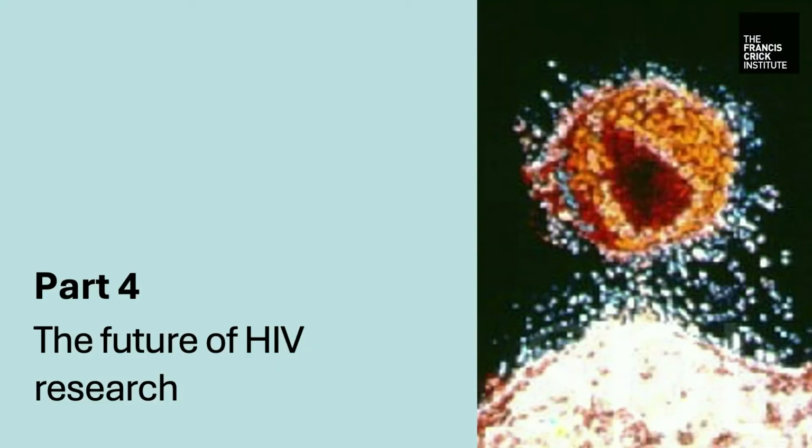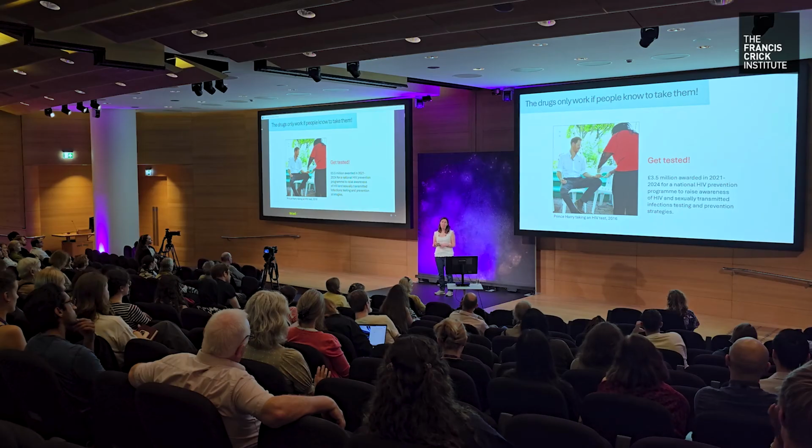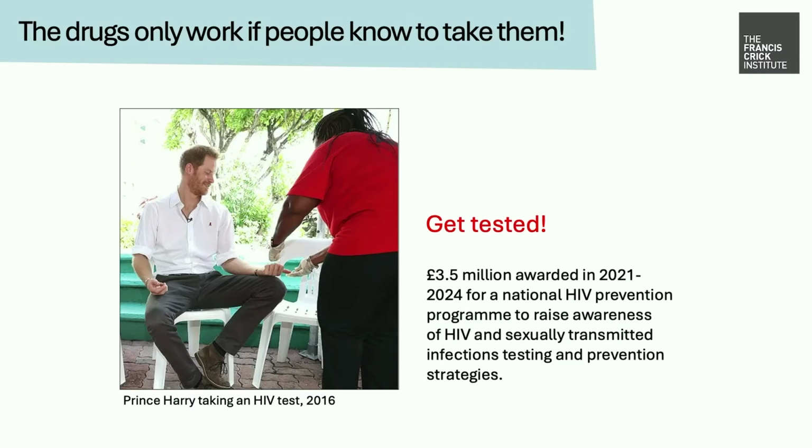So what do we still need to do then for HIV? Well, as I said, the drugs only work if you can take them. But in order to take the drugs, people really need to know that they've got HIV. And the problem is that there's this long asymptomatic stage where people don't really feel sick and they don't know that they've got the virus. So there is a big drive to get people tested. And this is just Prince Harry showing that it's fine to get tested live on TV.